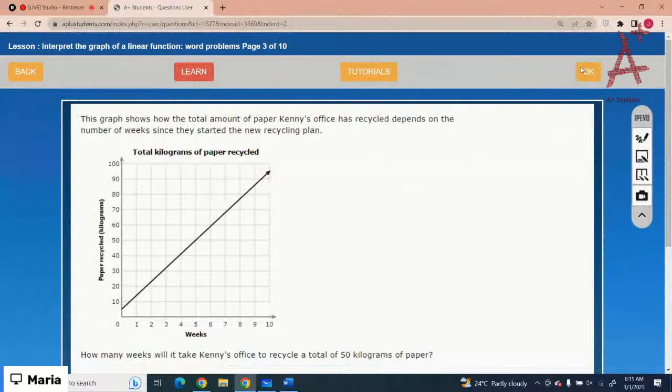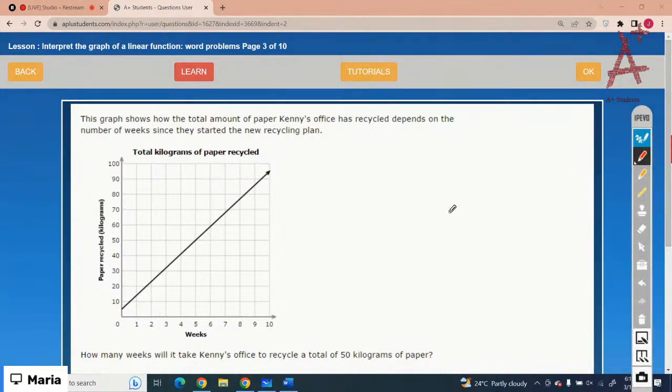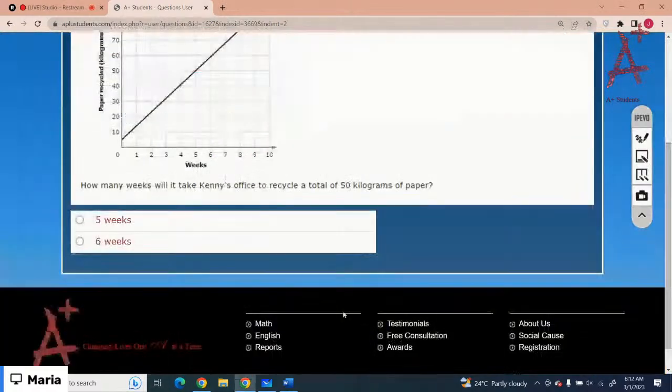The graph shows how the total amount of paper Kenny's office has recycled depends on the number of weeks since they started the new recycling plan. That's the one we did in the tutorial. So just match the values. It would be 50 kilograms recycled. That means 50 kilograms of paper can be recycled in 5 weeks. Got it? So the correct option is 5 weeks.